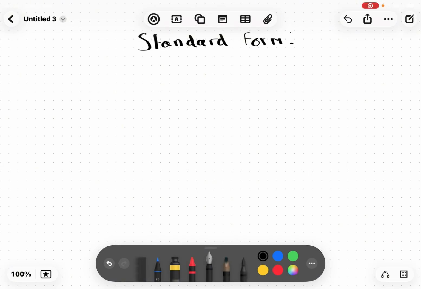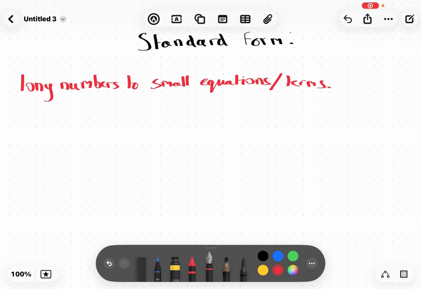Today I would like to talk about standard form. So let's start with what is standard form. Standard form helps us write longer numbers in small equations or terms.